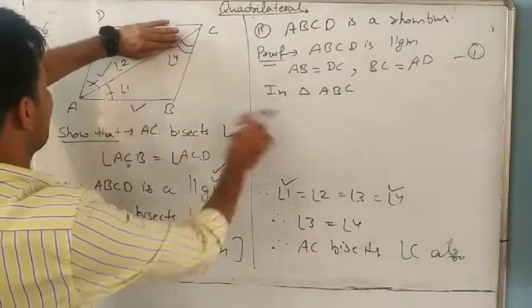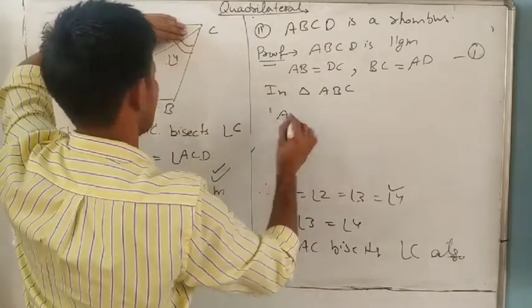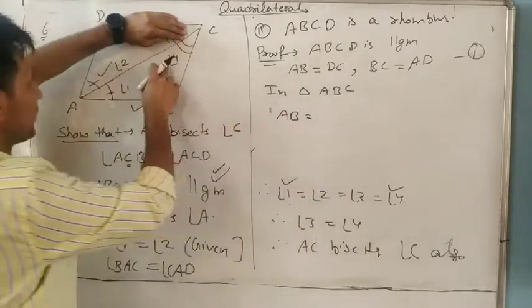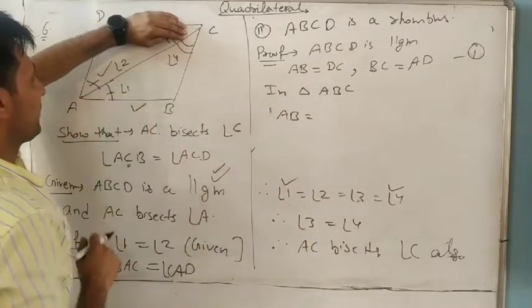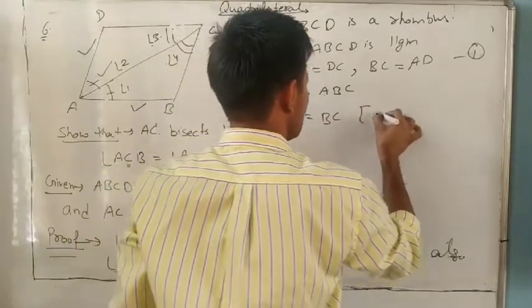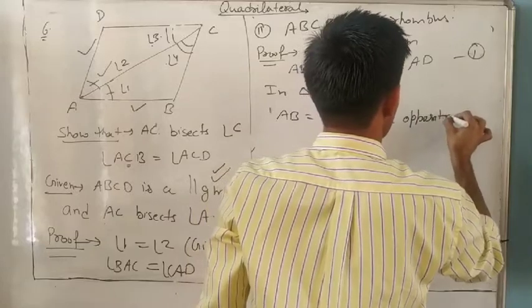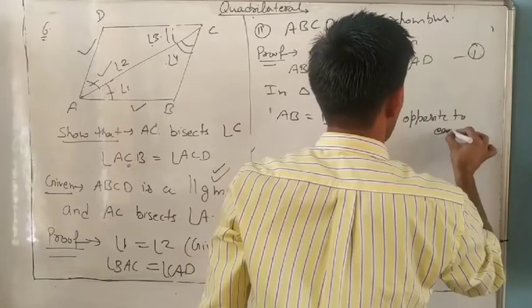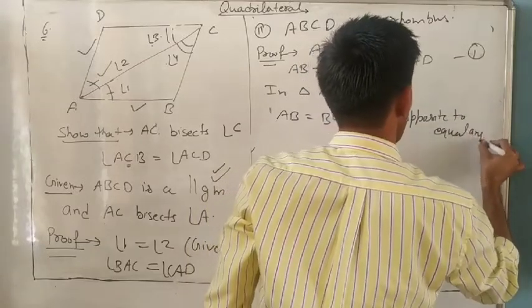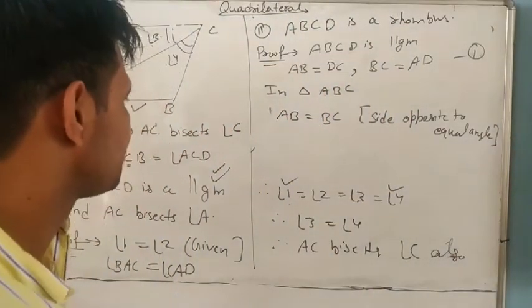So you can write, in triangle ABC, AB equals the side opposite of 4, AB, opposite of 1, BC. So AB equals BC. So you can write: side opposite to equal angle. Always write the reason why they are equal. Okay. Next.